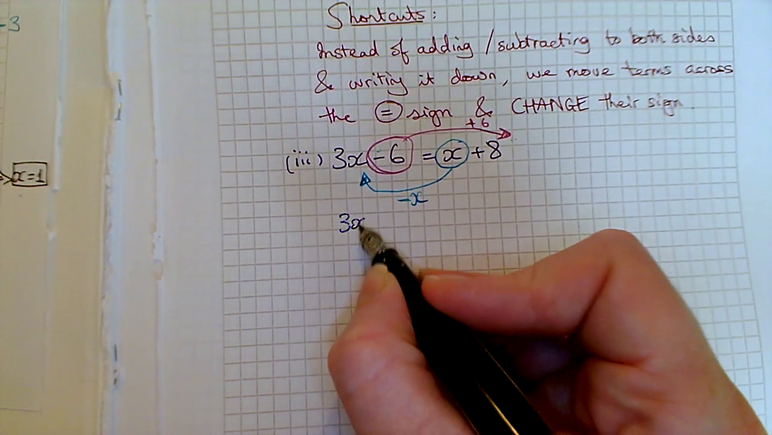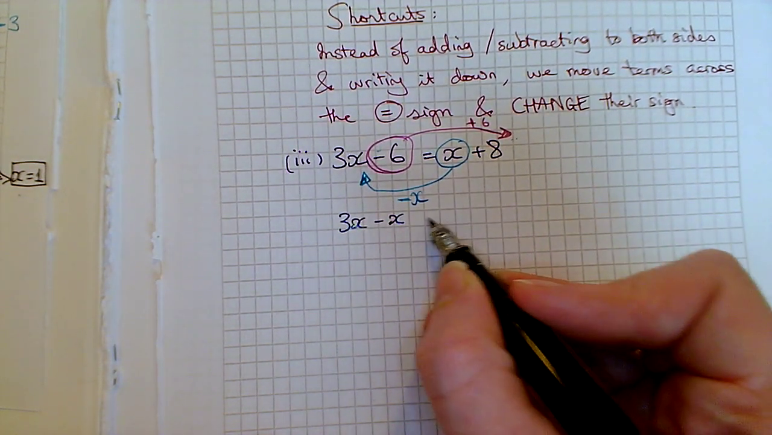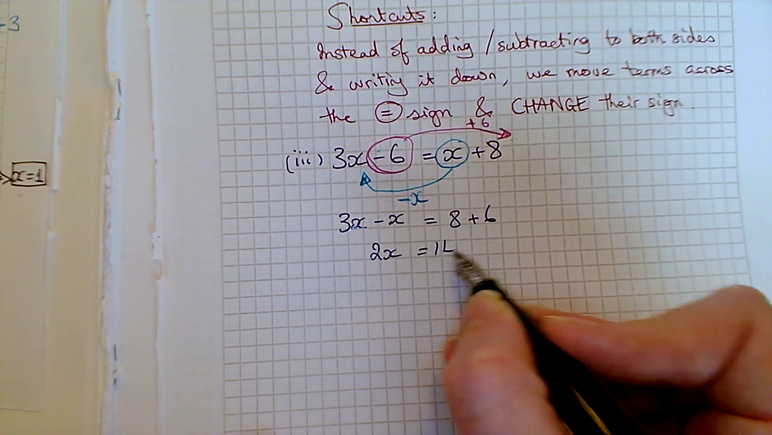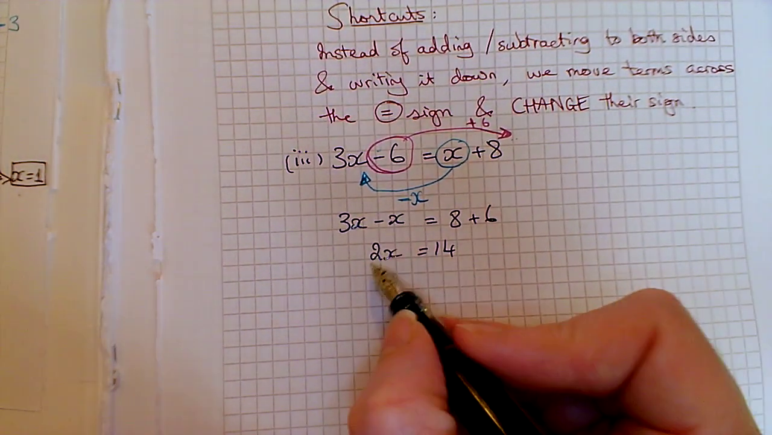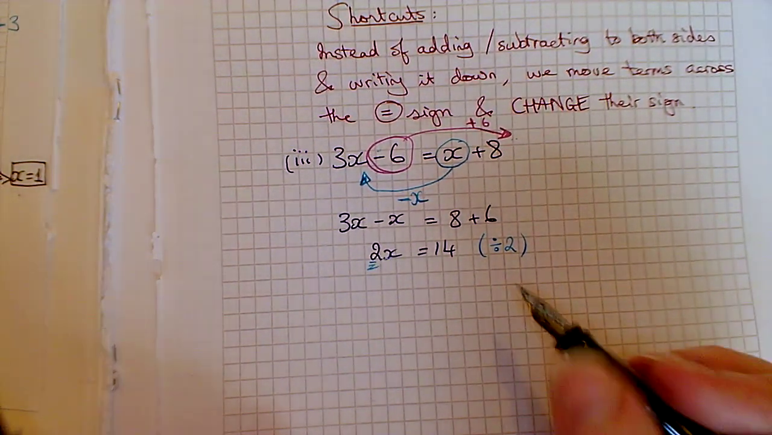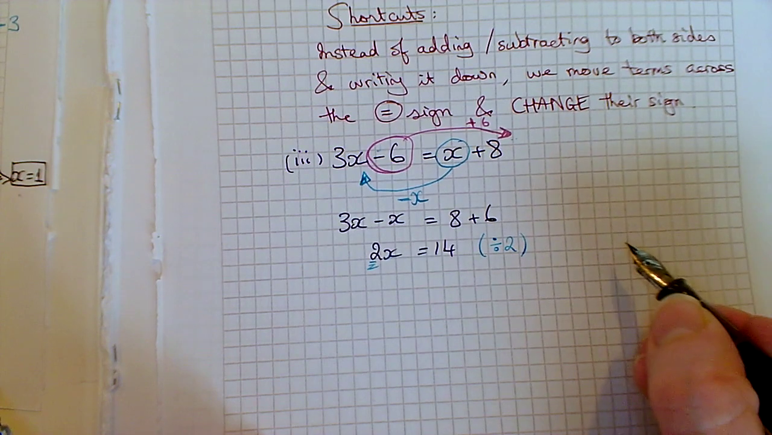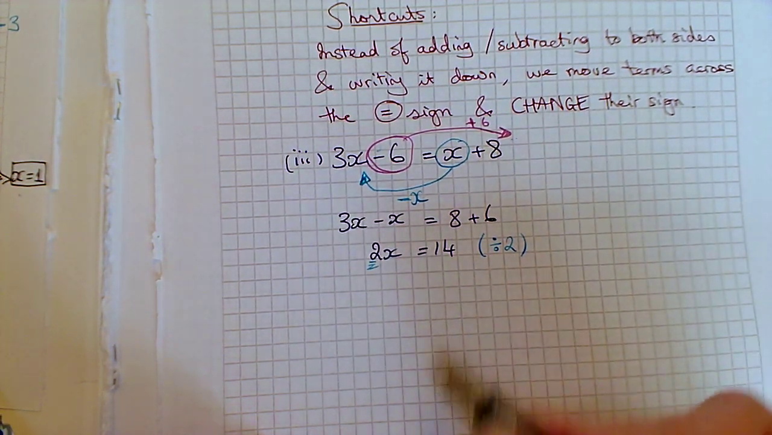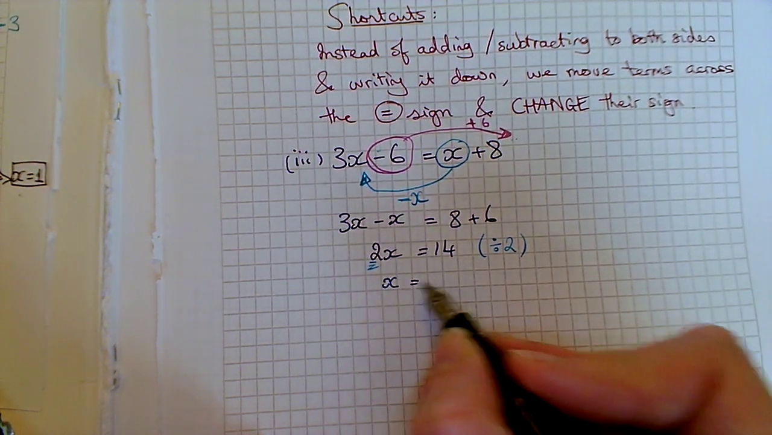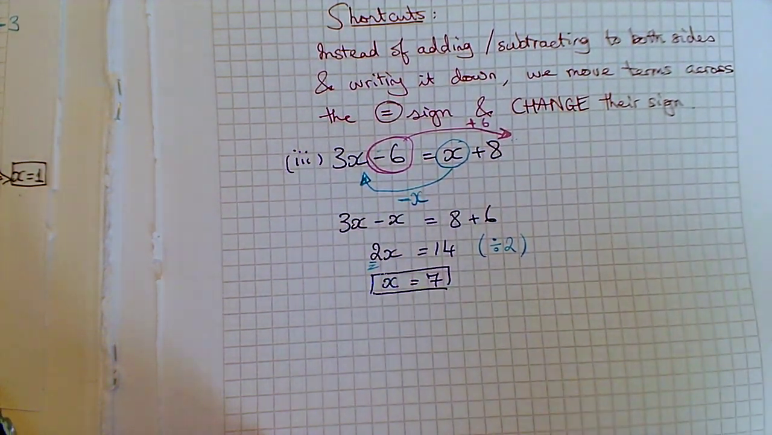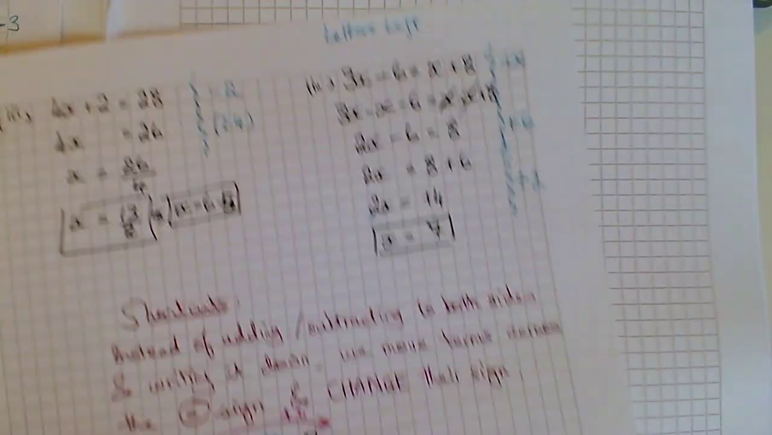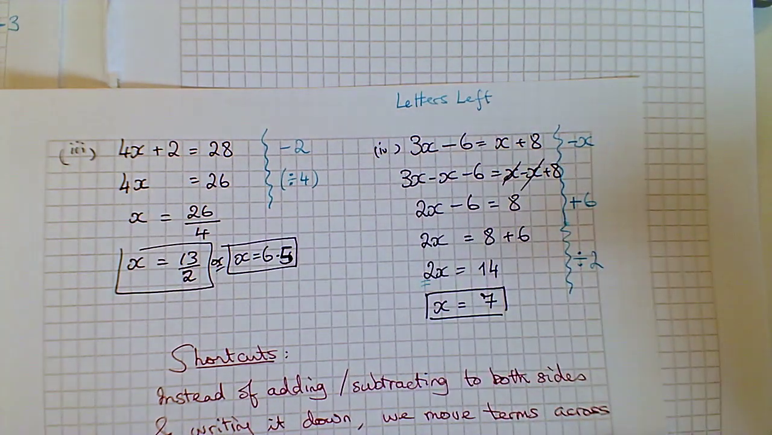You'll find that you'll get used to this very quickly and you'll just start doing it. So I'll have 3x minus x on this side equals 8 plus 6 on this side. 2x is equal to 14. I still like to write down what I'm dividing across by because I find it stops me making a mistake, but you don't have to do that. We divide across by 2, and I'm not changing the sign because the opposite of multiplication is division, not minus. So x is equal to 7. And hopefully you feel that that's a lot quicker than writing down what we're doing to both sides of the equation.